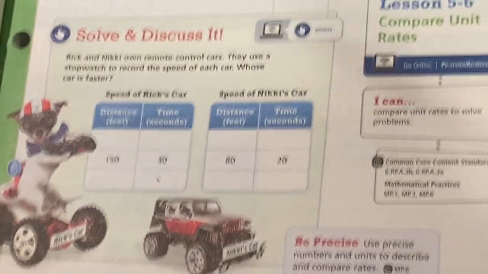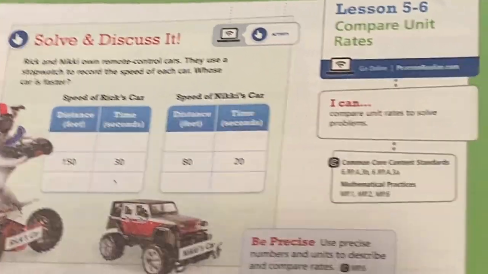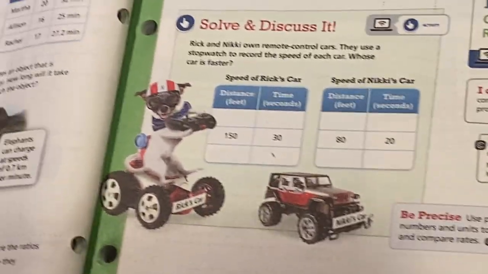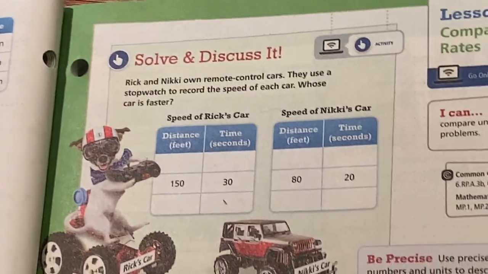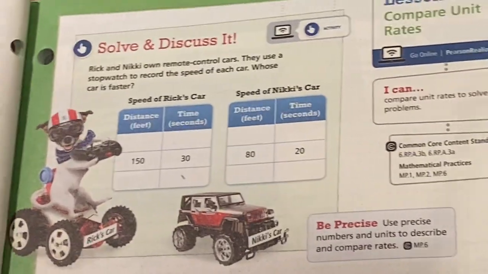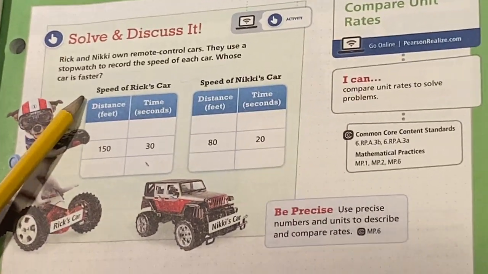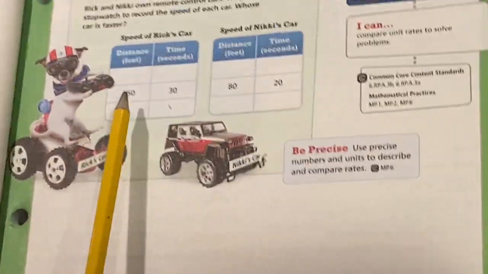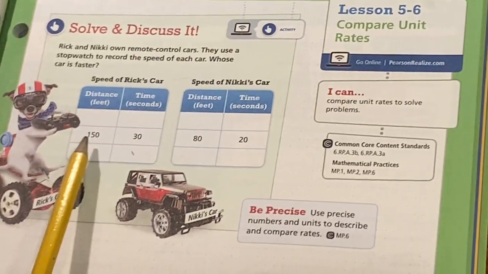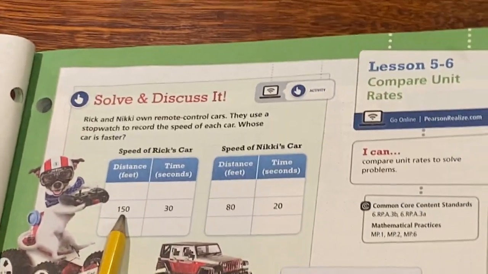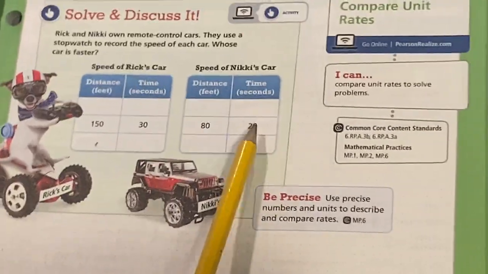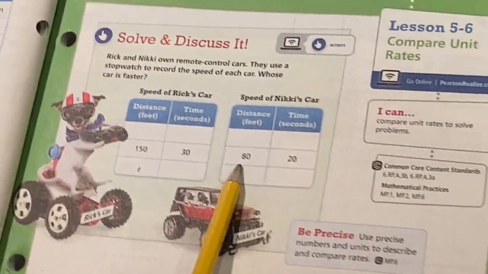Anyway, Rick and Nikki own remote control cars. They use a stopwatch to record the speed of each car. Whose car is faster? Let's take a look at the tables. Here is the table that has Rick's speed. So some of it is filled in. When it takes 30 seconds to go 150 feet. And then Nikki's car, it takes 20 seconds to go 80 feet.